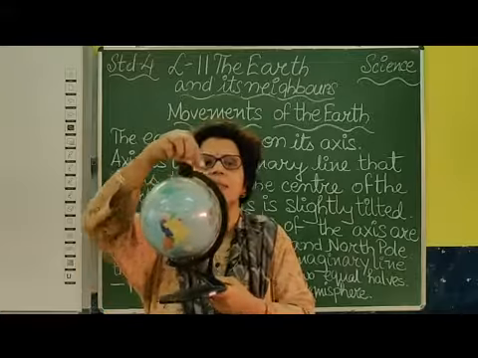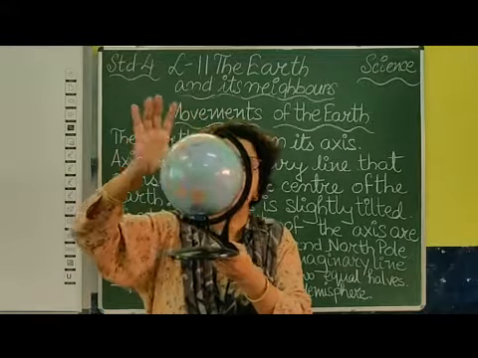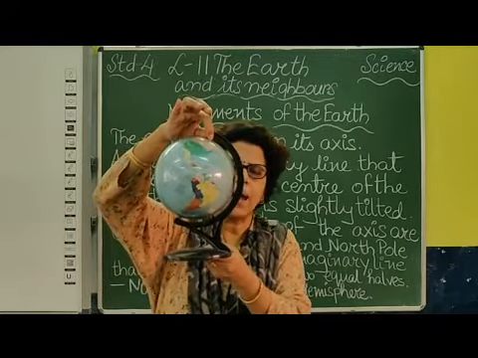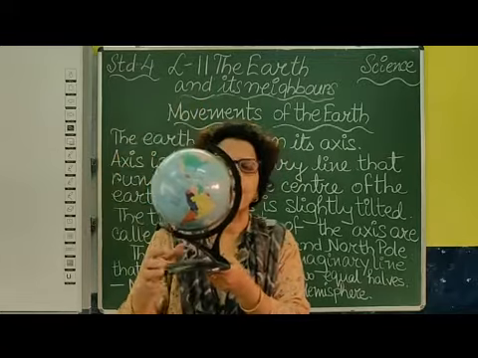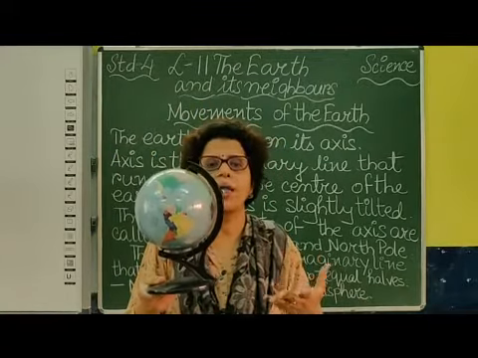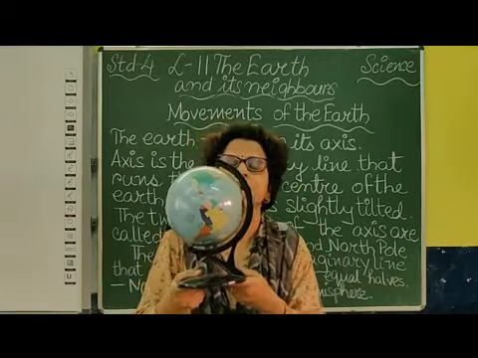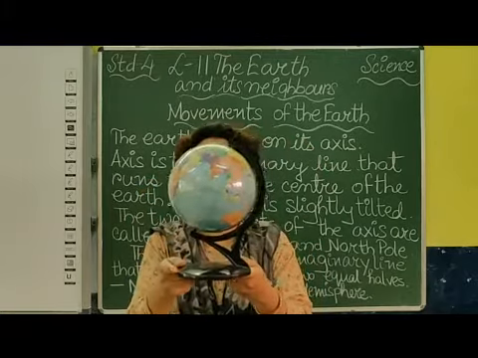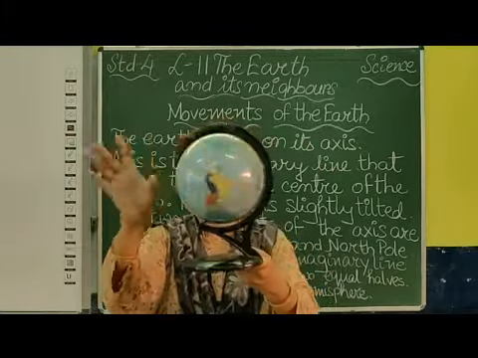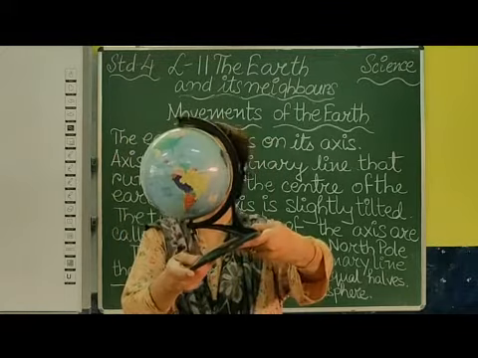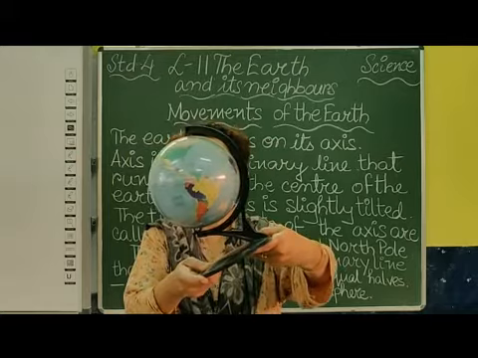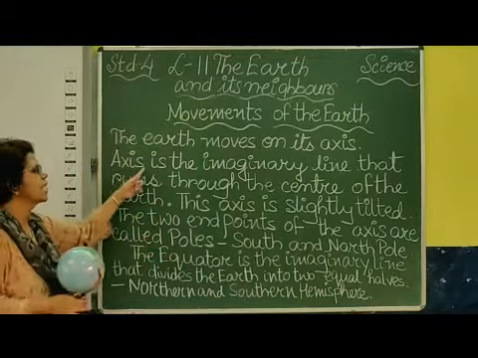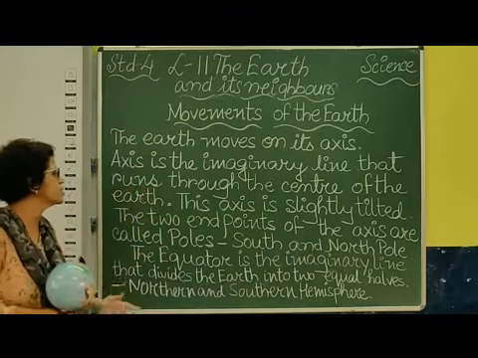Children, what is axis? See, as you can see, this globe is held by a stick here, but that is a pole. We say that the earth has an axis which helps the earth to be tilted. As you can see, it is not straight, it is tilted, isn't it? The globe is spinning, but it is not straight. This will be the straight position of the globe, but it is not so. The earth is tilted. So children, the earth moves on its axis. Axis is an imaginary line that runs through the center of the earth.